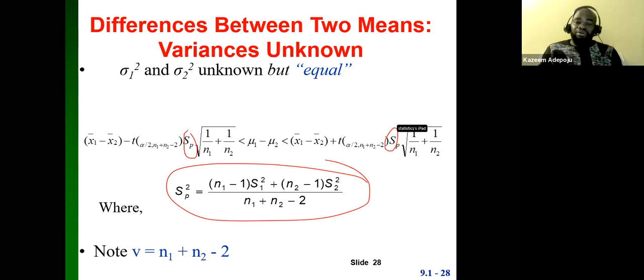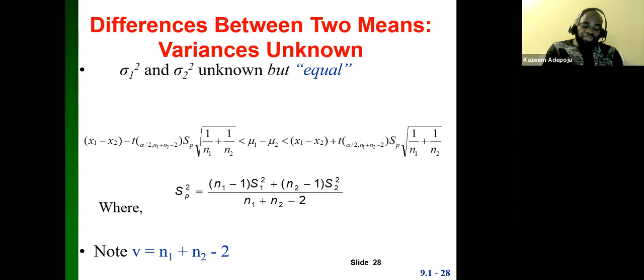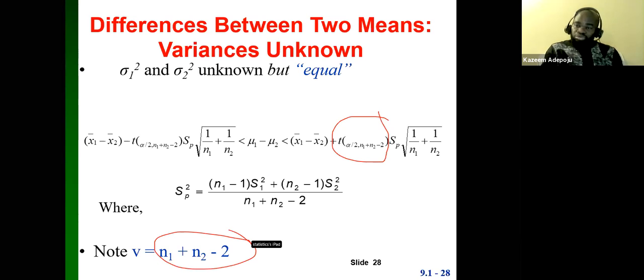Another thing I wanted to take note of: in the t, the degrees of freedom is actually going to change. The degrees of freedom is going to be N1 plus N2 minus 2, because you need the degrees of freedom and the level of significance to be able to figure out the value of t.